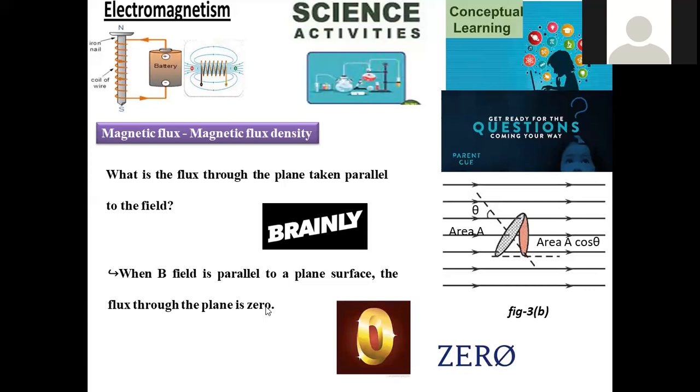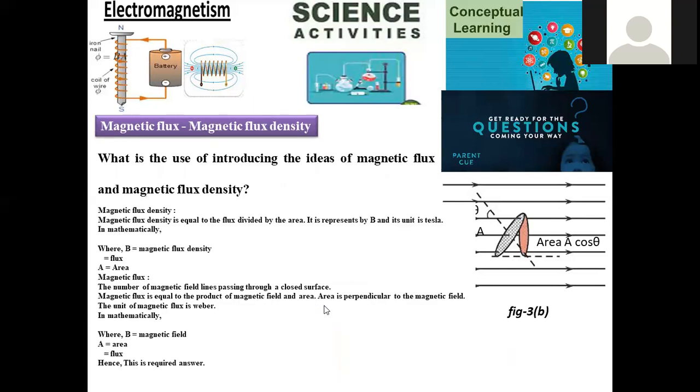When it is in the perpendicular condition, only then will the flux value be maximum. When it is in a slanting position, again we have a correction for that. In that case also we will get some value. But when it is taken parallel, it becomes 0. What becomes 0? Flux becomes 0. This is the information collected from the platform called Brainly. Thank you very much for your valuable information.